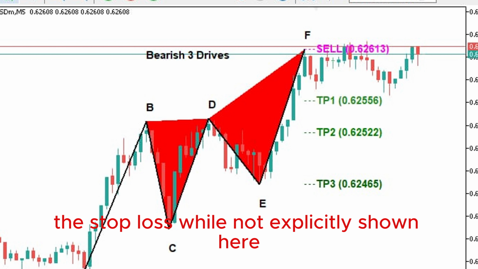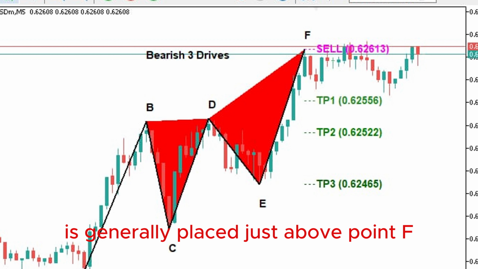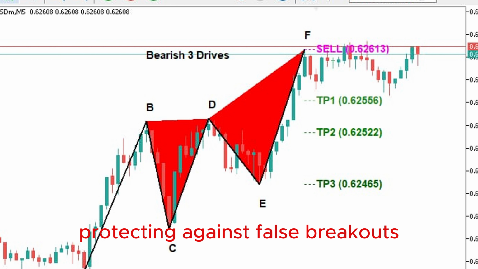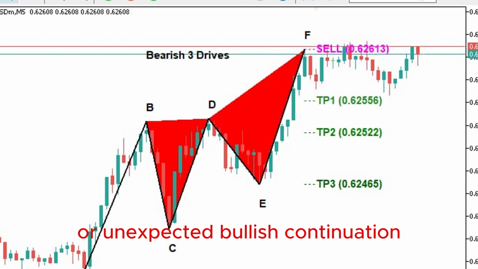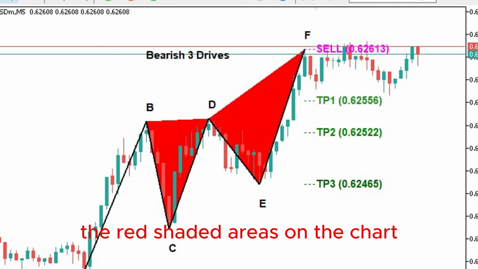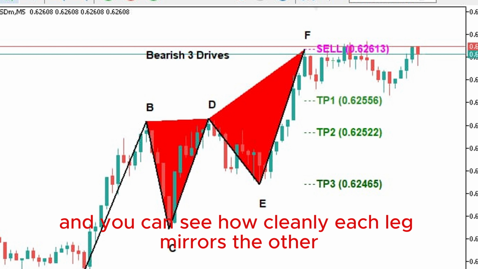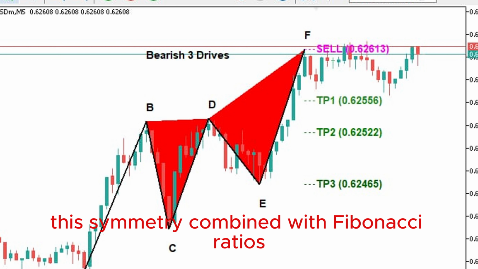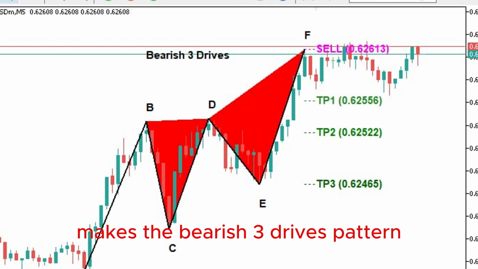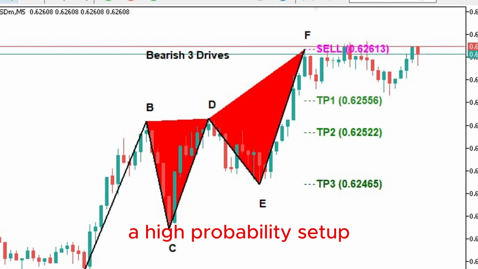The stop loss, while not explicitly shown here, is generally placed just above point F, protecting against false breakouts or unexpected bullish continuation. The red shaded areas on the chart represent the symmetry of the drives, and you can see how cleanly each leg mirrors the other. This symmetry, combined with Fibonacci ratios, makes the bearish 3 drives pattern a high probability setup.